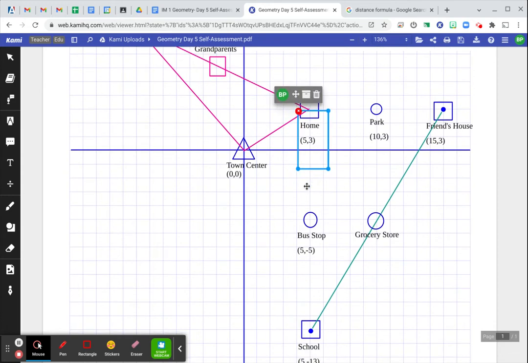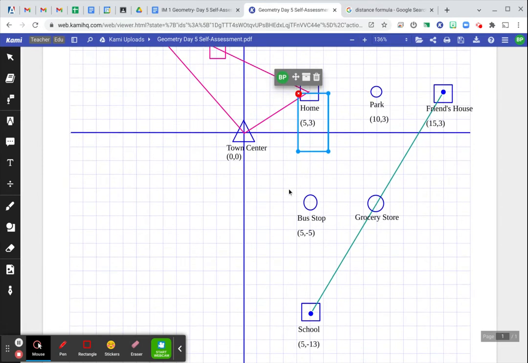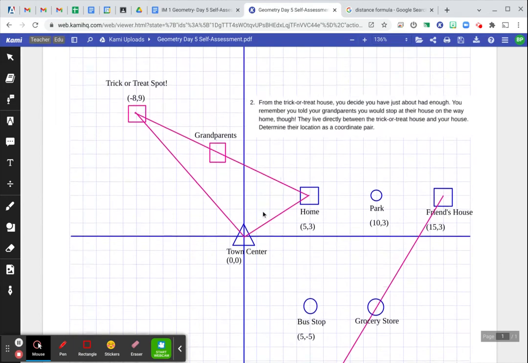The school is located 16 blocks south from your home, and the bus stop lies directly in between at 5, 5. And the grocery store, you would have determined the midpoint of today as well, using the midpoint formula between the school and your friend's house.